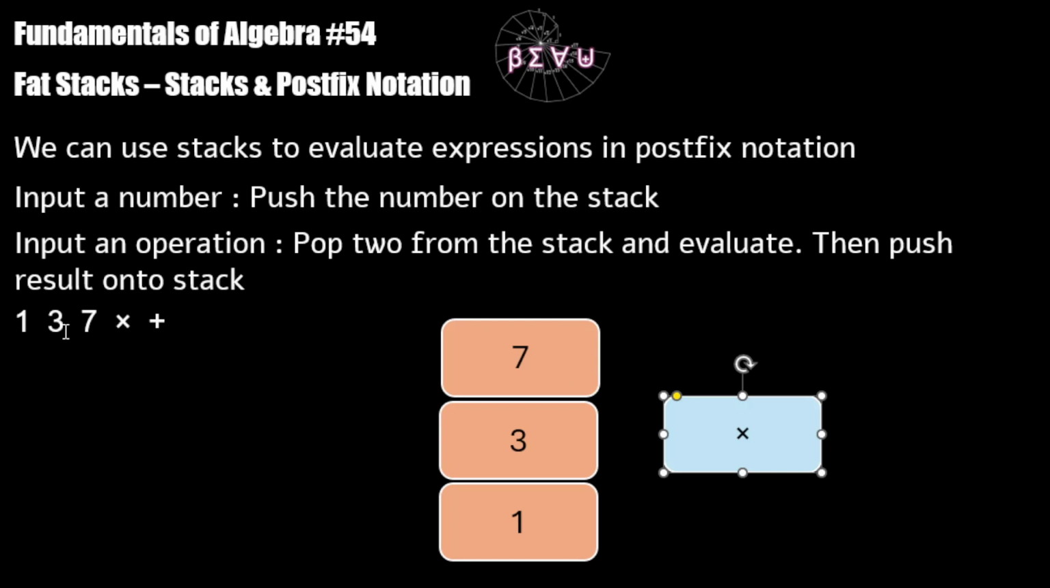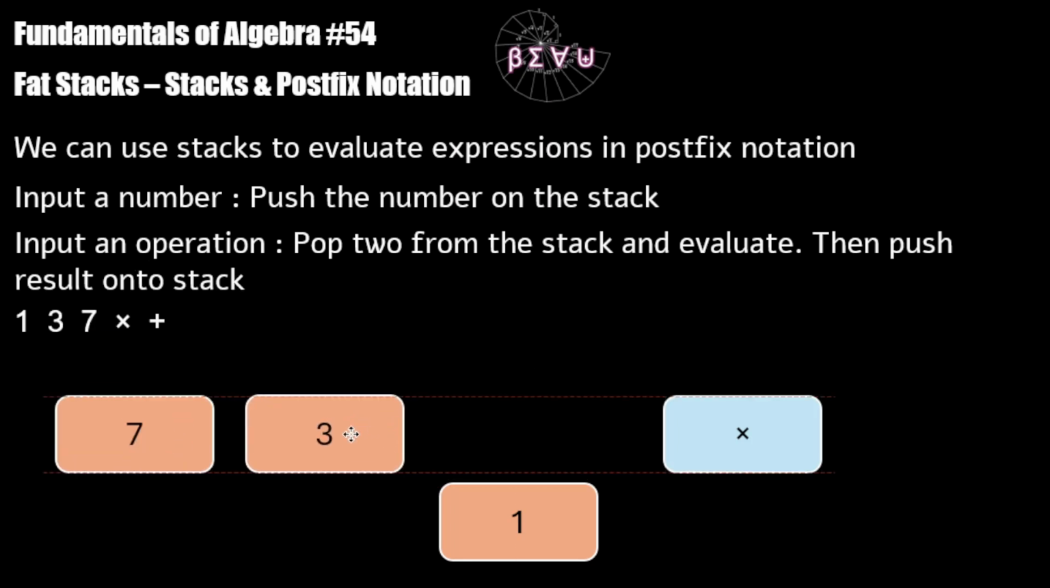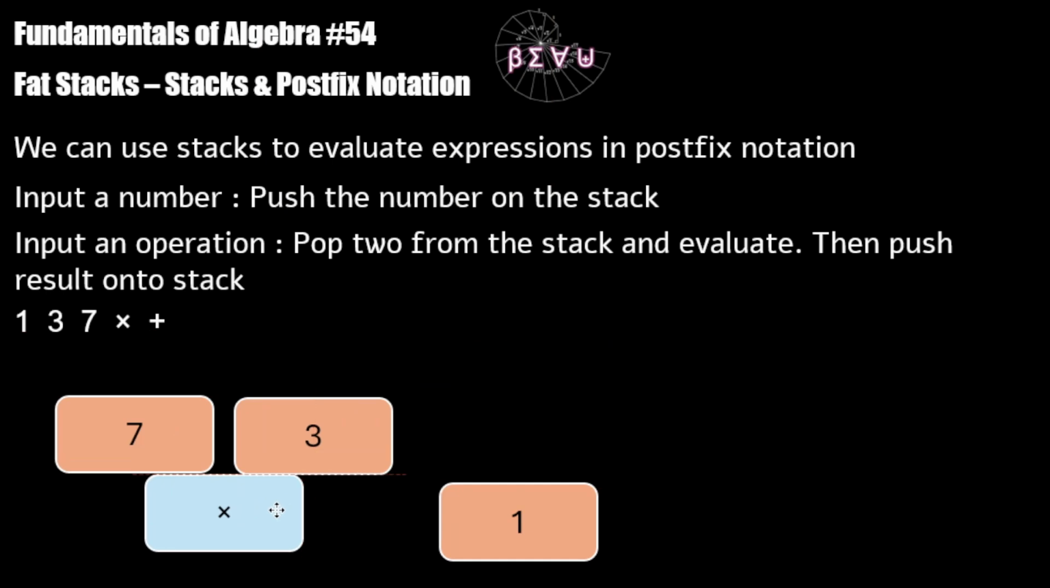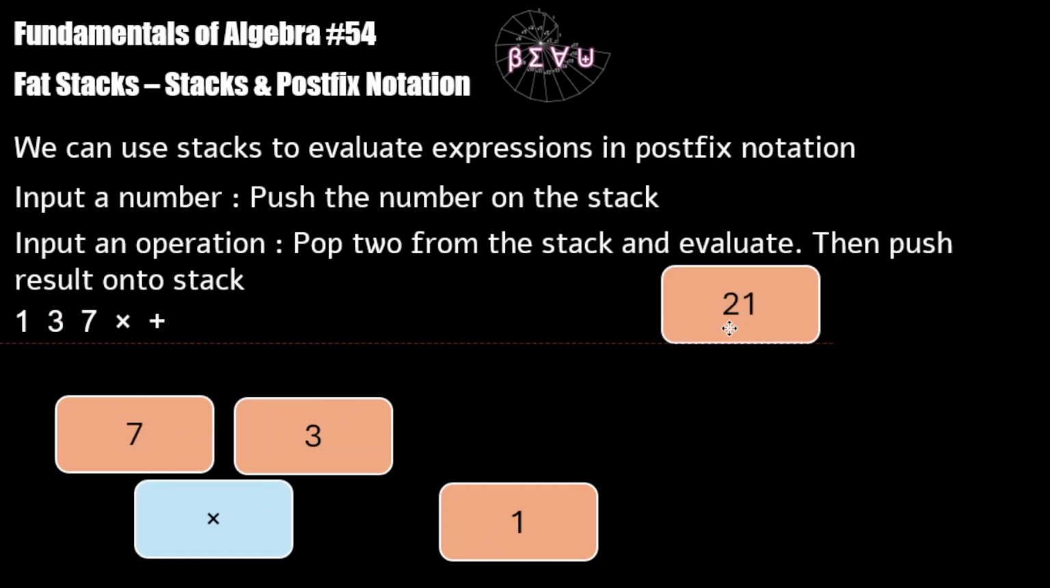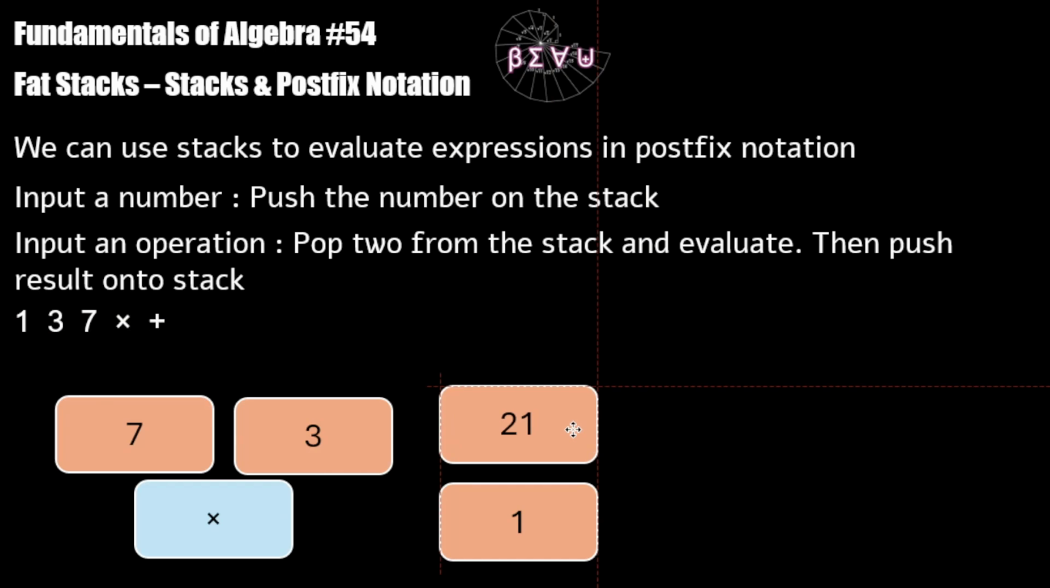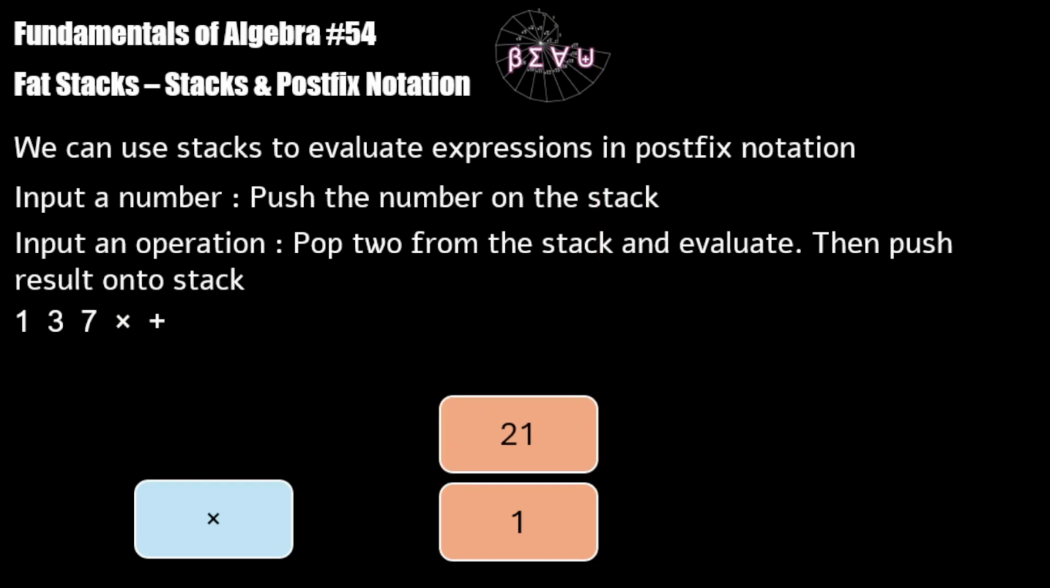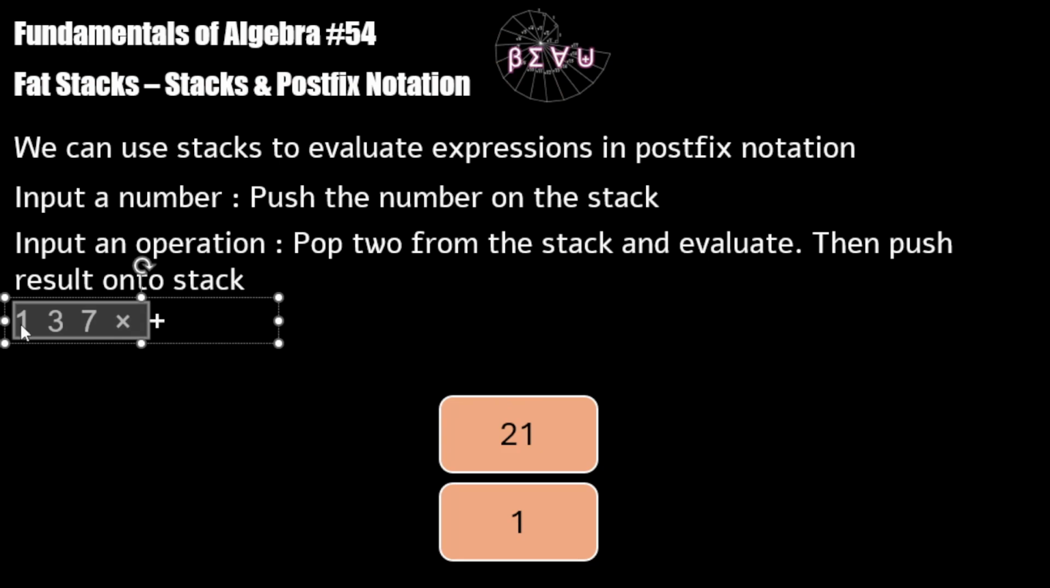So popping 2 data from the stack is like us selecting this 3 and 7, so we're going to pop the 7, pop the 3, and then we're going to evaluate it with the multiplication. So once the computer calculator does that, then we get a 21 and we push that onto the stack. Okay, so now our stack looks like this, and that covered all of these inputs here.